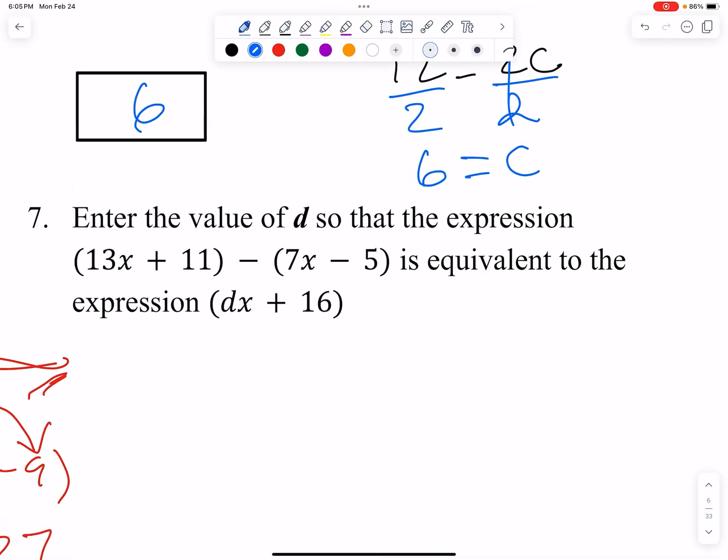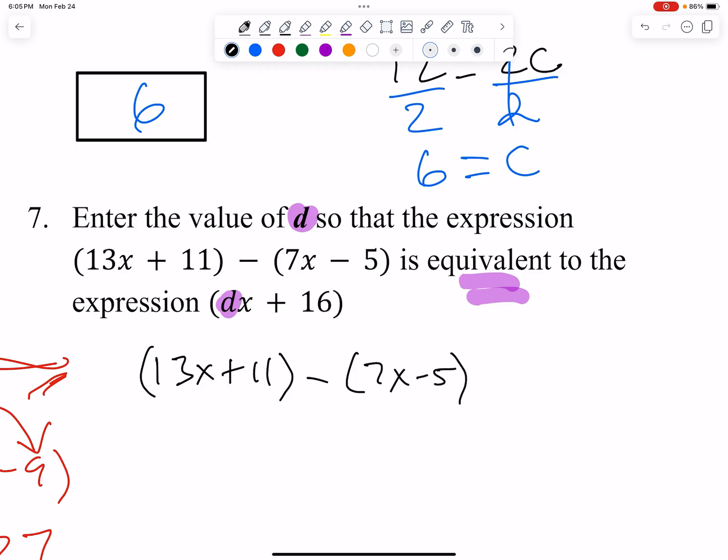Oh yeah, it's the same thing. A little different though because I see minuses, so we got to be careful. So 13x plus 11. Actually, I don't want to get ahead of myself. Let me read it, because sometimes they try to trick us by switching one little thing. So enter the value of d. Okay, so d, do I see? Yeah, it's right there. So the expression is equivalent to the other expression. Okay, so it's the same. So those are in parentheses. Minus 7x minus 5 in parentheses is equal to parentheses dx plus 16.